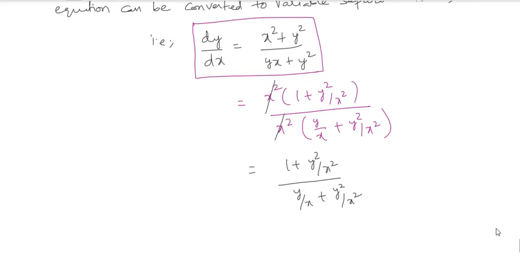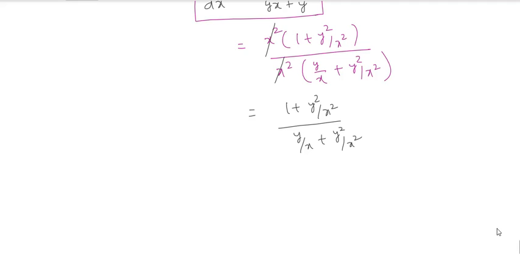By seeing itself, you can substitute here y by x is equivalent to v. So now if you substitute this, you will have 1 plus v square divided by v plus v square.